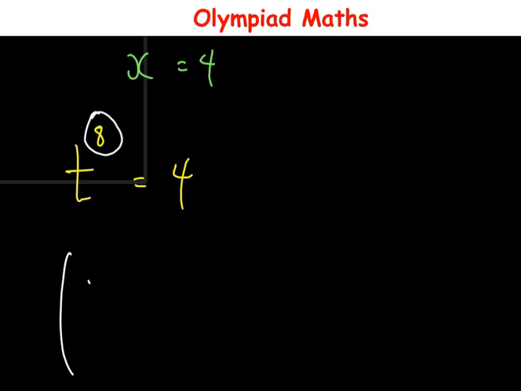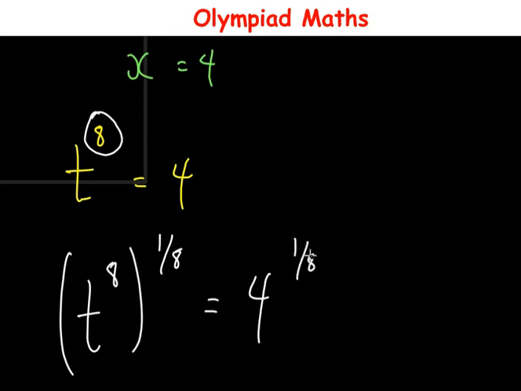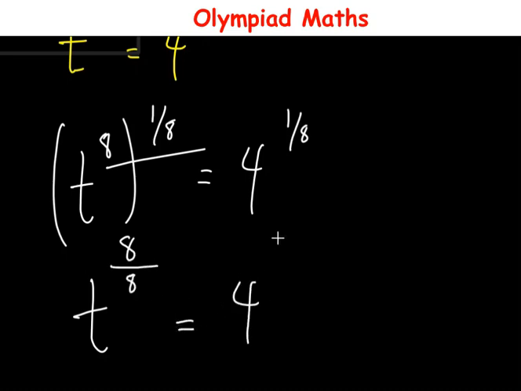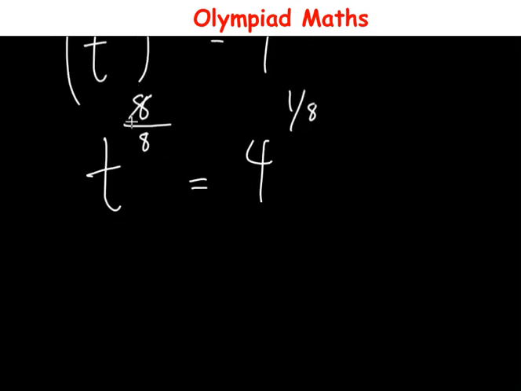This becomes, in brackets, t raised to power 8 multiplied by power 1 over 8 is equal to 4 raised to power 1 over 8. So with this, we have t raised to power 8 times 1 over 8. 8 times 1 is 8 over 8, which is equal to 4 raised to power 1 over 8. So power 8 cancels power 8, and we have t equals 4 raised to power 1 over 8. So with this, we have gotten the value of t.